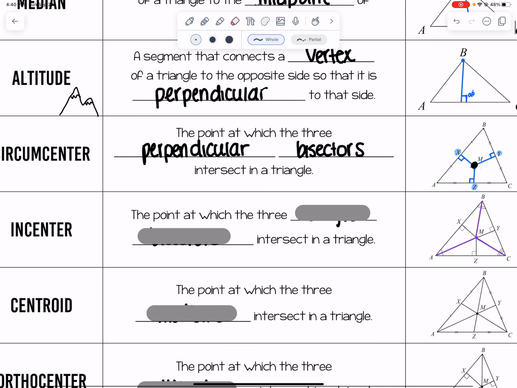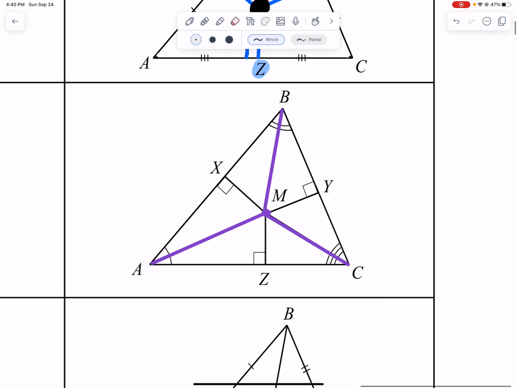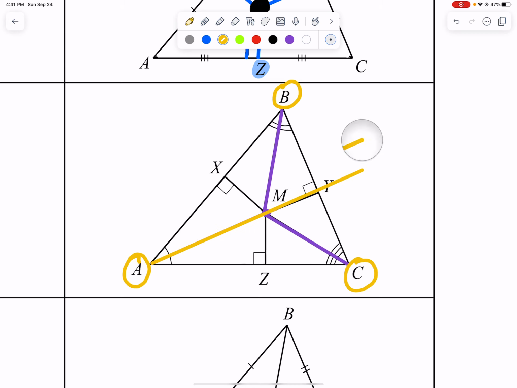We have incenter. Okay, so the point at which the three angle bisectors intersect in a triangle. So if I look here, now I'm starting from my angles, A, B, and C. So let's say I start at A. If I have a bisector here, I'm going straight across. At B, if I have a bisector here, I am moving straight across. Also notice that they have the congruency marks listed every time they bisect. And then if I am starting at C, I move straight across, this time with three congruency marks. And the center where they all cross, that is known as the incenter.